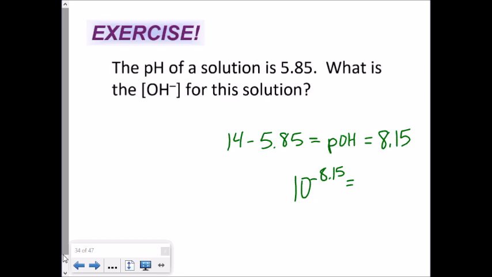So this ends up being, we want 2 sig figs, so 7.1 times 10 to the minus 9 molar.